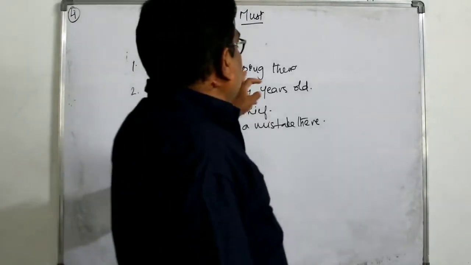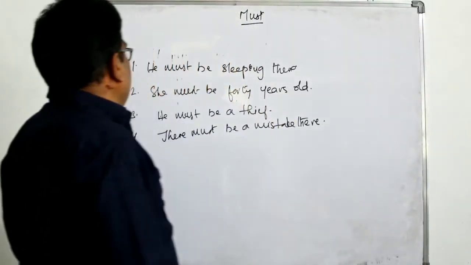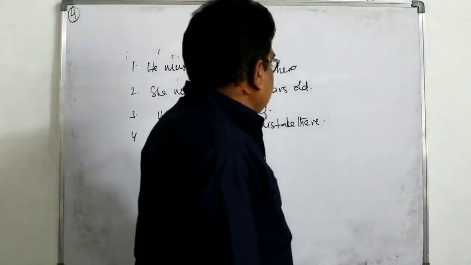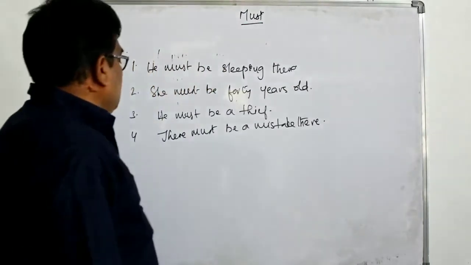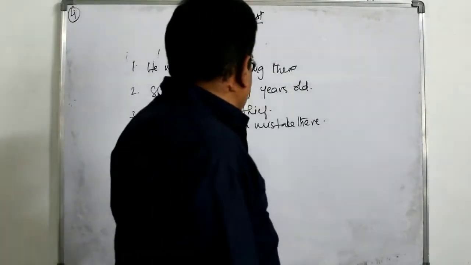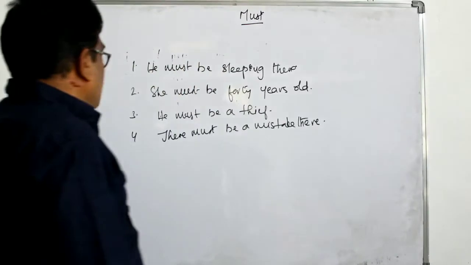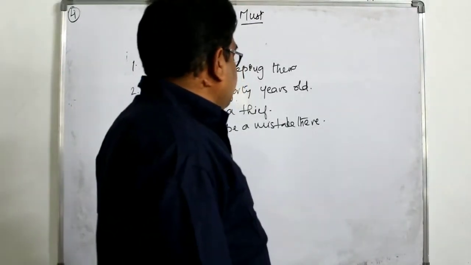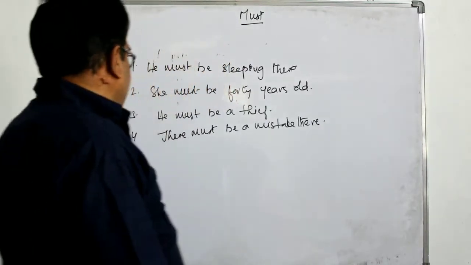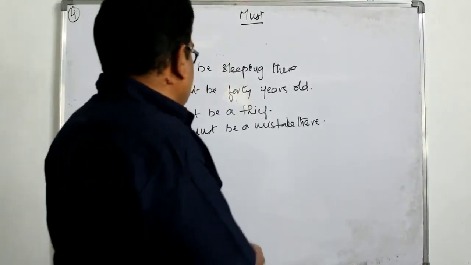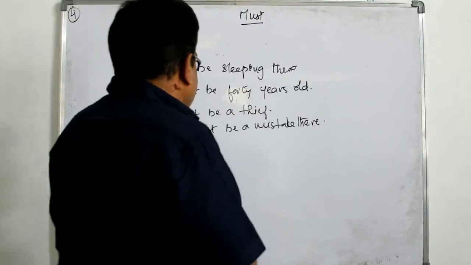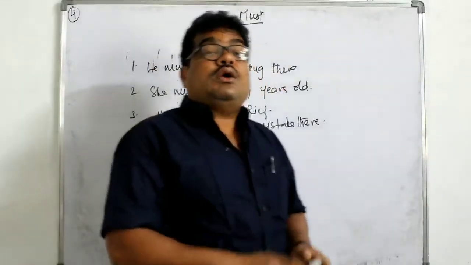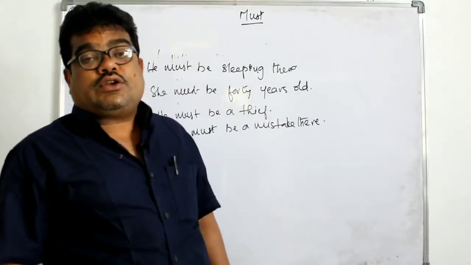He must be sleeping there. Strong possibility is there. She must be 40 years old. Third example, he must be a thief. Fourth example, there must be a mistake there. I repeat once again, there must be a mistake there. If you see all these examples, what you observe is strong possibility or conclusion.